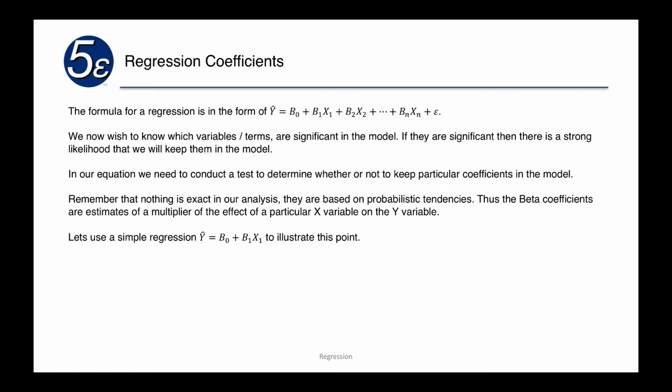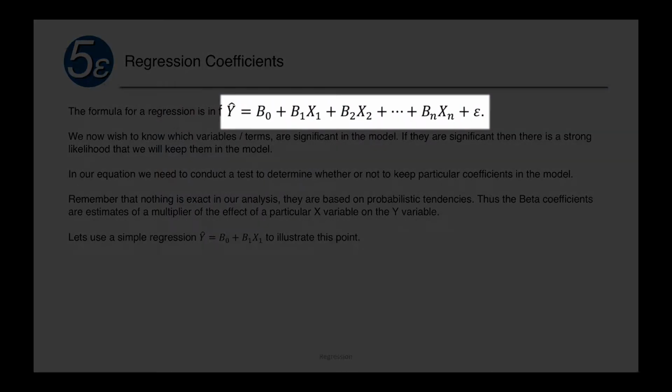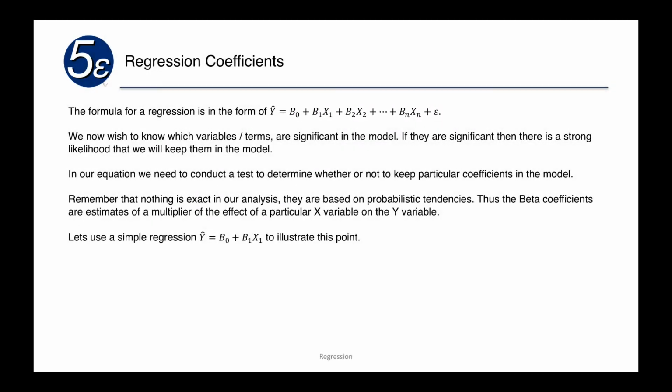Again, remember that the formula for the regression is y hat = beta 0 plus beta 1 x1 plus beta 2 x2 plus a number of beta n xn's, with an epsilon term which represents our errors. And what we want to do is know which variables or terms are really significant in the model. In other words, if they are significant, then there's a strong likelihood that we're going to keep them in the model. In our equation, we need to conduct a test to determine whether or not to keep a particular coefficient in the model.